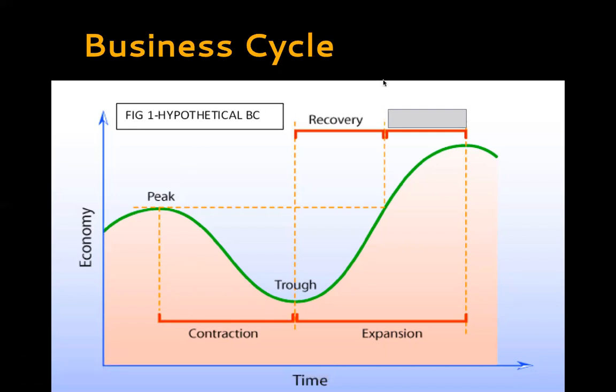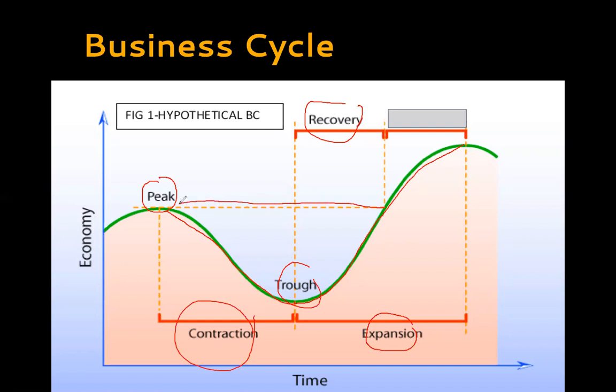Now, as we said, there are four different phases of the business cycle. There is the peak, and then from here to here you have the contraction period. Then you bottom out and you hit the trough. And then once you bottom out and things start going up again, until you reach that next peak, you are in the expansion phase. Now, the standards say for you to also know what recovery is. Well, recovery is simply that first part of the expansion phase until you reach the previous peak.